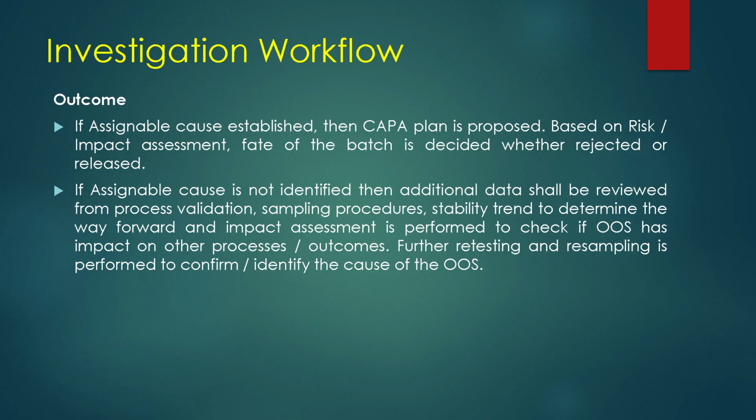If assignable cause is not identified, then additional data shall be reviewed from the process validation, sampling procedures, and stability trend to determine the way forward. An impact assessment is performed to check if OOS has impact on other processes or outcomes. Further retesting and resampling is performed to confirm or identify the cause of the OOS.